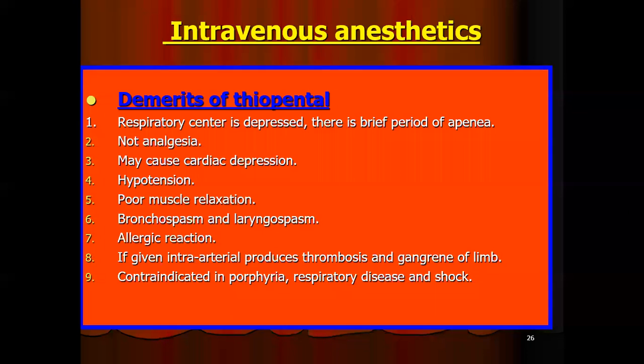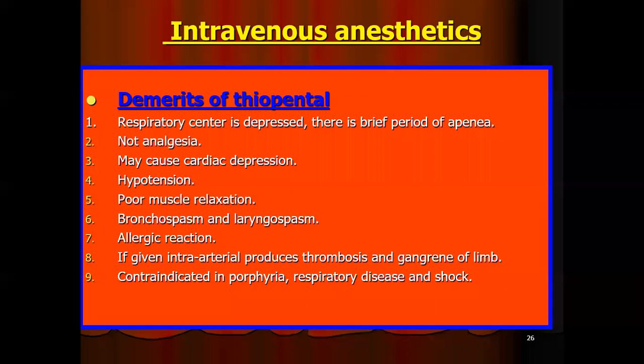Sometimes patients may experience bronchospasm and laryngospasm, and allergic reactions can be observed in the patients who are receiving the intravenous anesthetic agents. If given intra-arterially, they may cause the formation of a thrombus, or may cause gangrene of the limb.